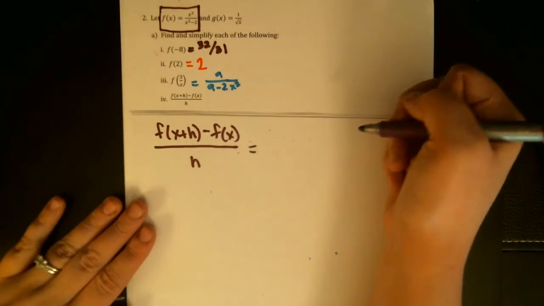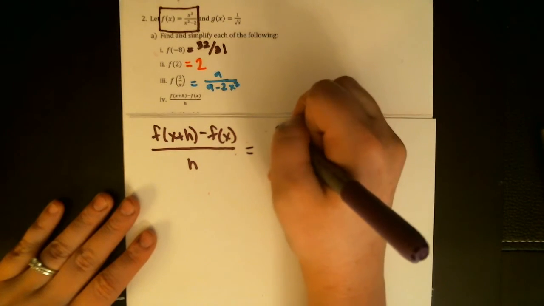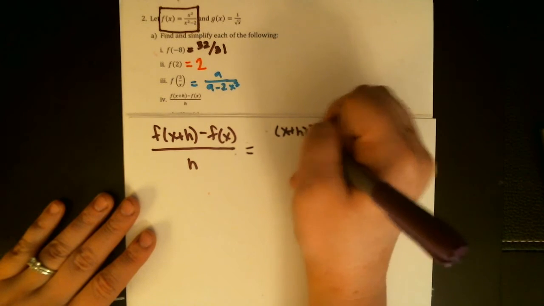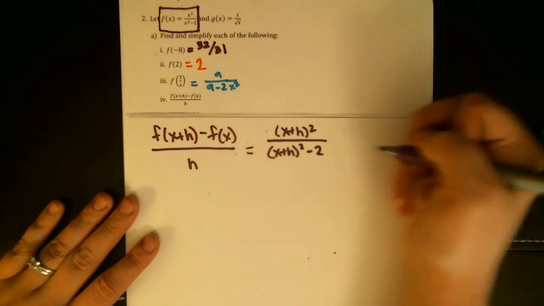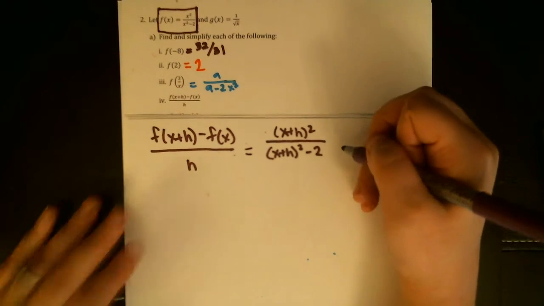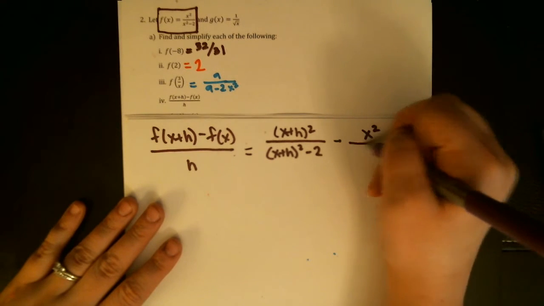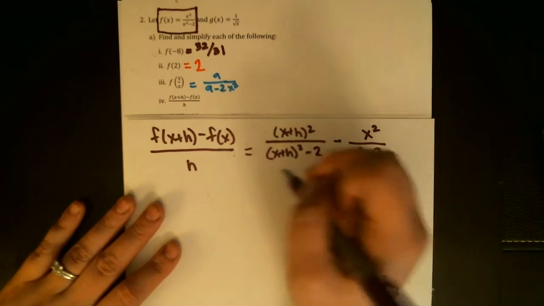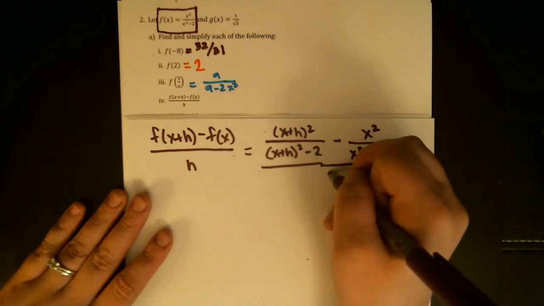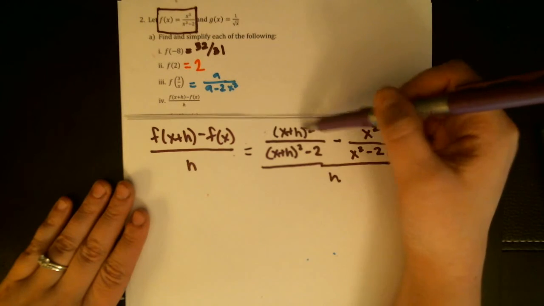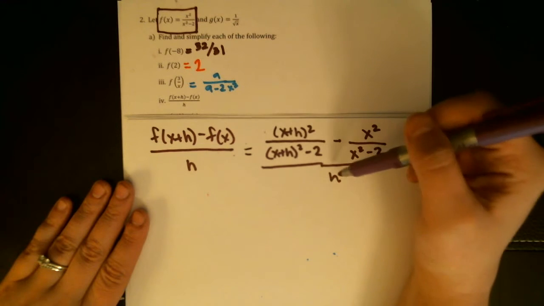For our function, oh yeah, this is going to be a real mess. We're supposed to first plug in x plus h, which means it will give us back an x plus h squared over an x plus h squared minus 2. And we're then supposed to subtract off f of x, which is an x squared over an x squared minus 2. And then we're supposed to divide that whole thing by an h. Okay, so this is the f of x plus h. This is the f of x. And then here's our divided by h.